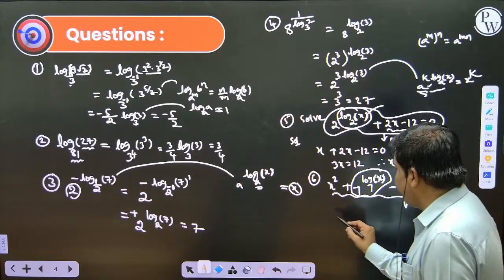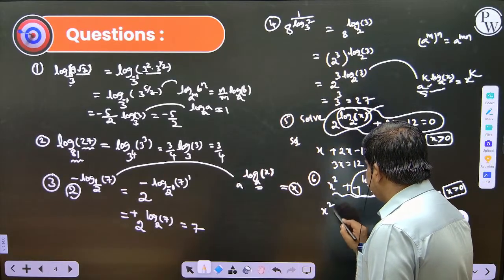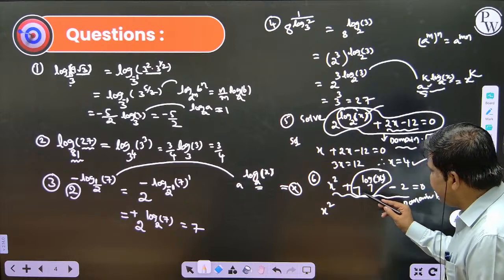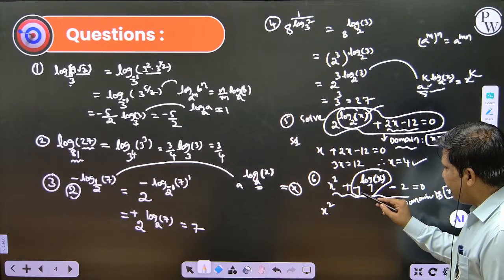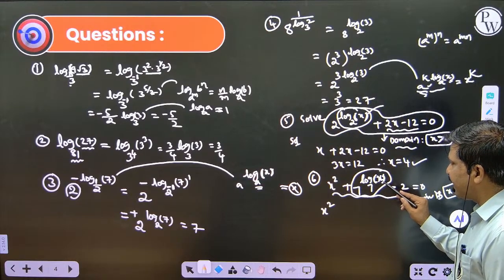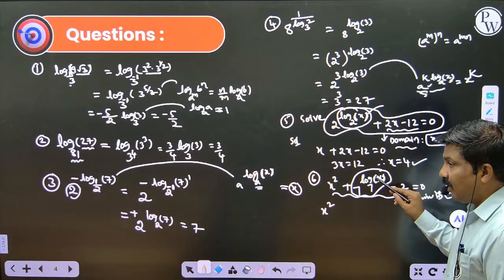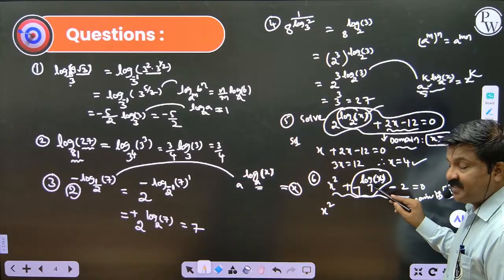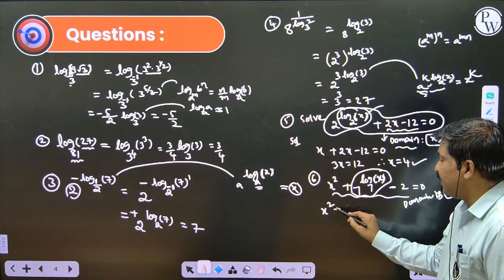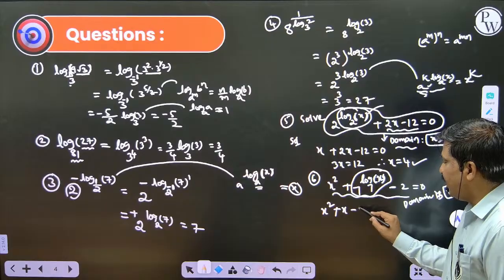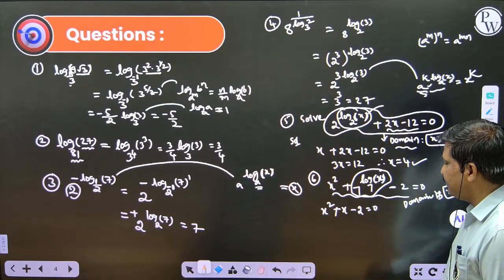Now you solve it, x square. But this is a power of log of x to the base a form. A power of log of x to the base a form, its value is x only. Minus 2 is equal to 0.